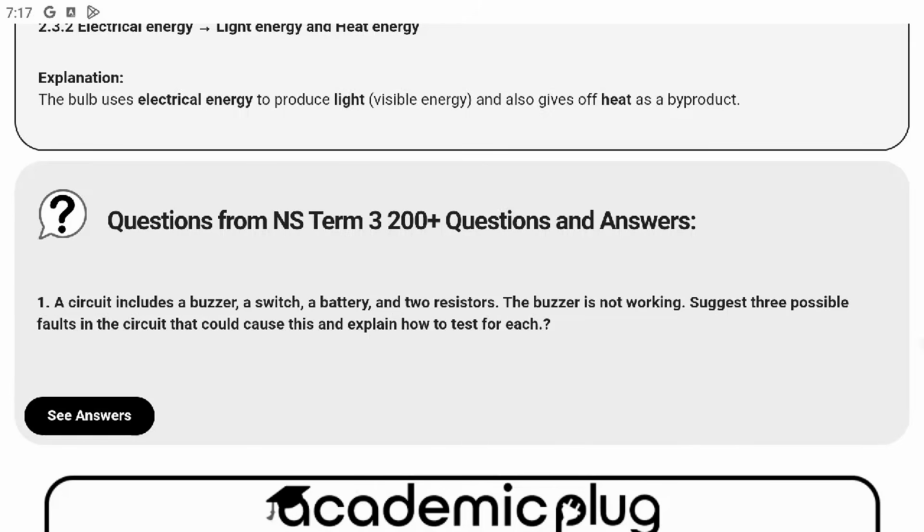a circuit includes a buzzer, a switch, a battery, and two resistors. The buzzer is not working. Suggest three possible faults in the circuit that could cause this and explain how to test for each. So for those of you who immediately know the answer, at least write it in the comments, but you can also see the answer in the 200 plus questions and answers.